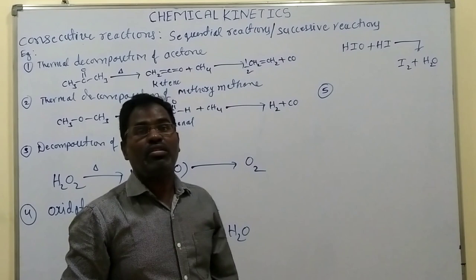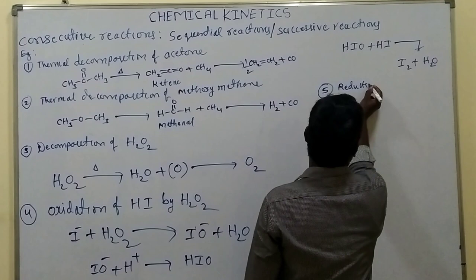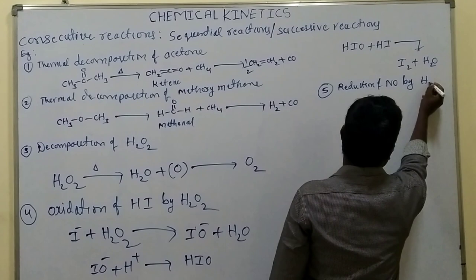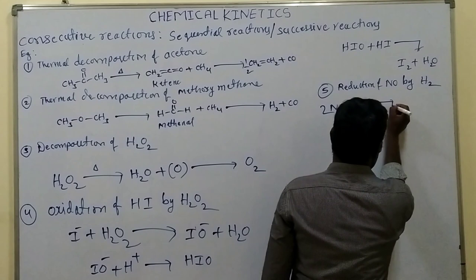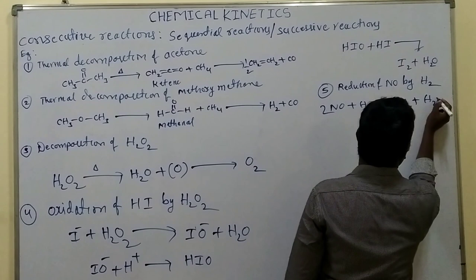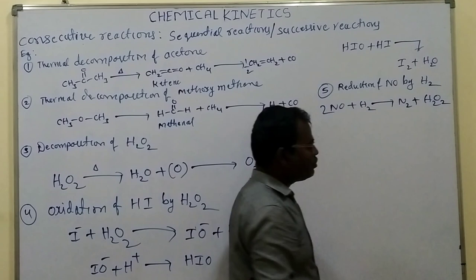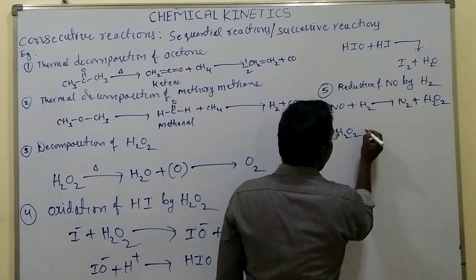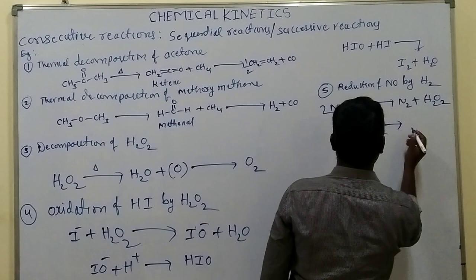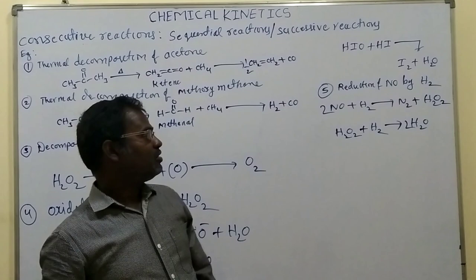reduction of nitric oxide by hydrogen. If we combine nitric oxide with hydrogen, we can get nitrogen, N2, plus H2O2, which is called hydrogen peroxide. So in the second step, this hydrogen peroxide H2O2 reacts with hydrogen gas and finally gives water. So we can get 2 moles of water. So this is another example for consecutive reactions.